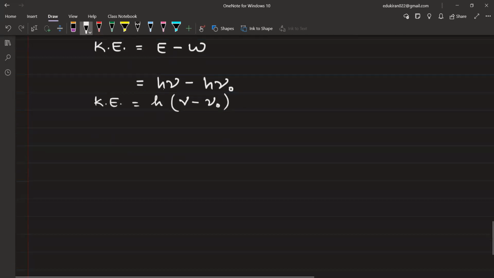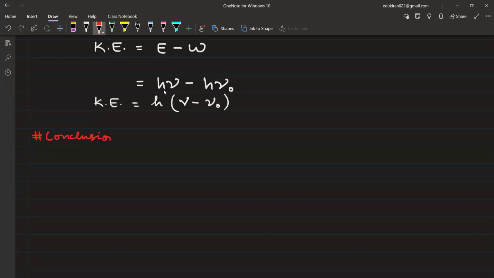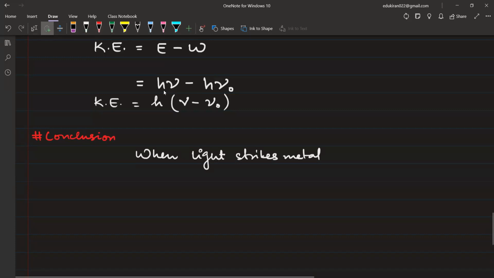Okay, now please write the conclusion. Please write here: when light strikes metal, a few things can happen. Write only up to here, don't write anything else yet. Few things can happen when light strikes metal.